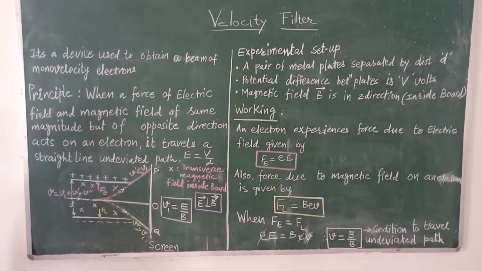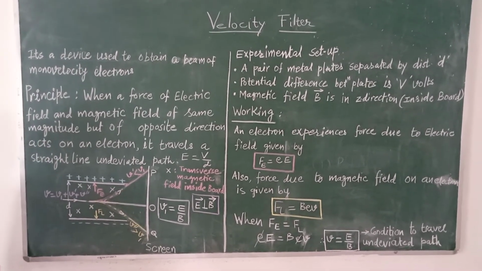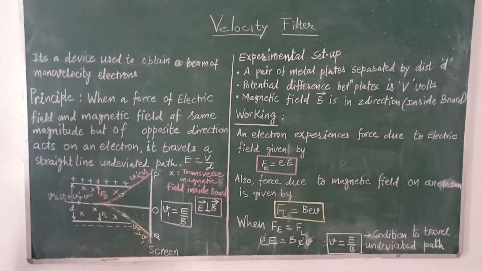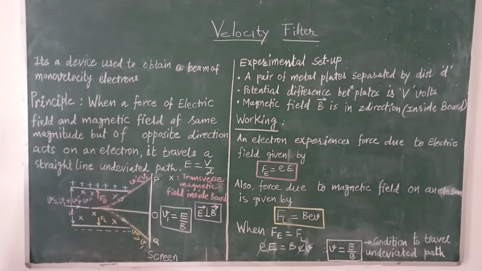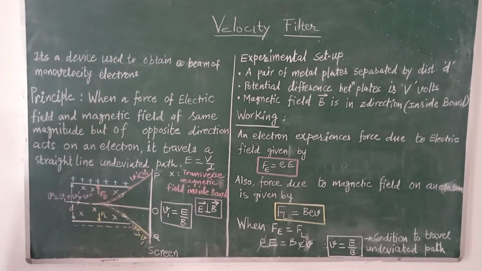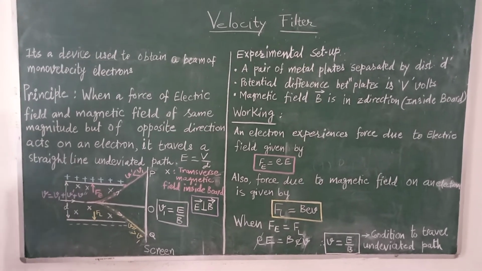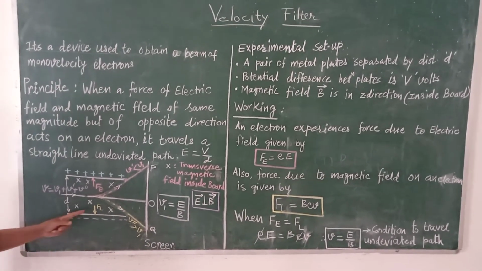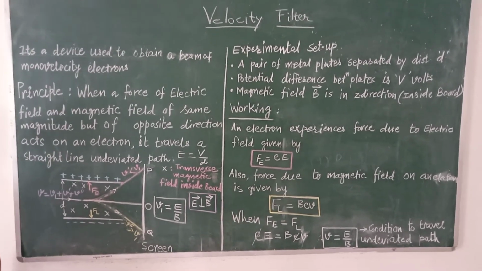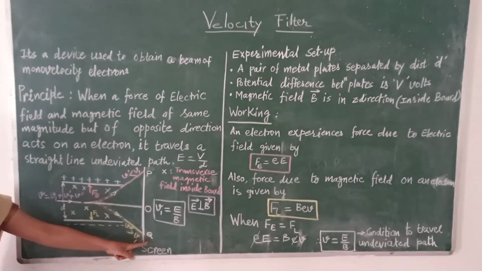Now, let us consider another kind of electrons which have higher velocity than V1, which are considered as V2 dash. V2 dash electrons have more velocity than V1. So, these electrons will experience the magnetic field more than the electric field, and so the force due to the magnetic field is in the downward direction. All these electrons will be diverted in the downward direction and finally they will reach point Q on the screen.